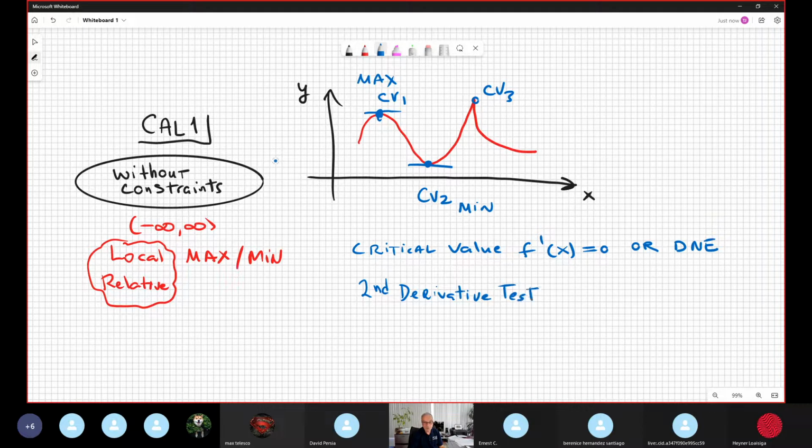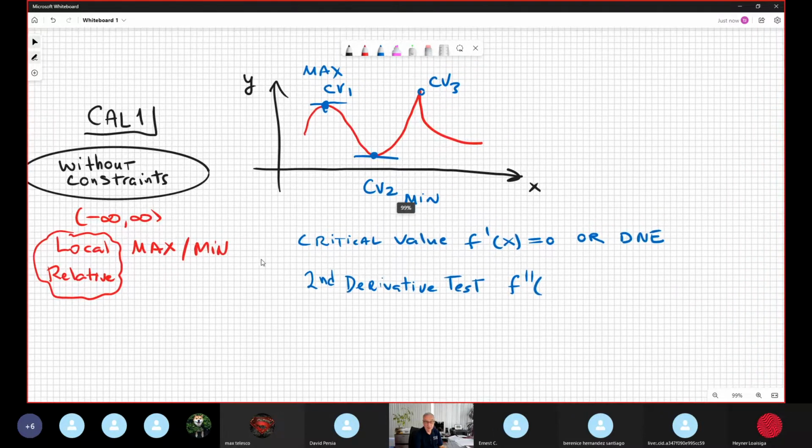Okay. The second derivative test says, for example, you find the second derivative expression and you evaluate it at the critical value 1. You get a negative value, because remember the interpretation of the second derivative is the concavity. Any function that is concave down, the second derivative is negative. When it's concave up, the second derivative is positive.